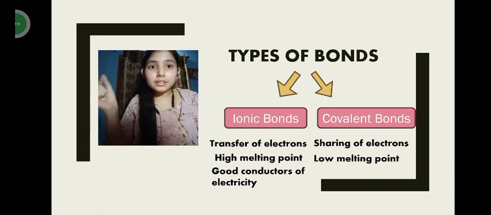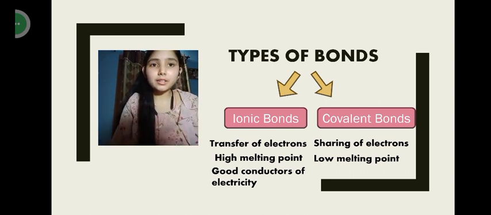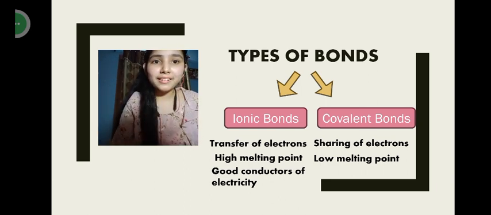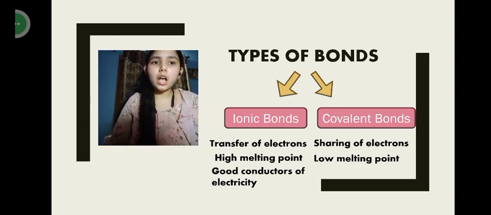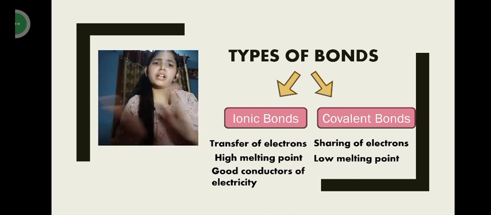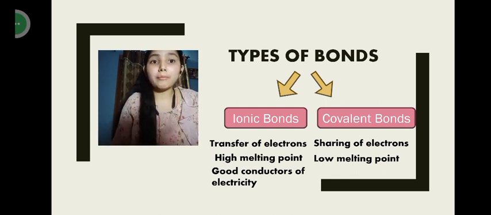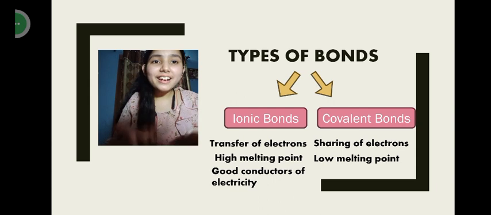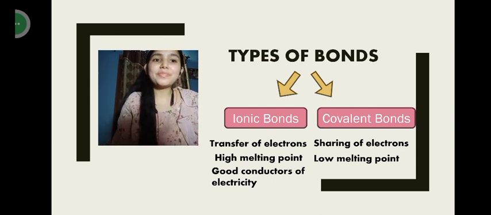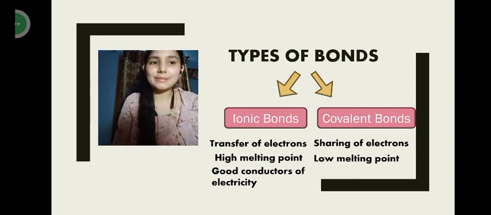Actually, what does the transfer of electrons signify? The movement of current, right? If a substance allows the electrons to pass through them, if a substance allows current to pass through them, what is the substance called? Conductor, a good conductor. So ionic bonds are good conductors of electricity.